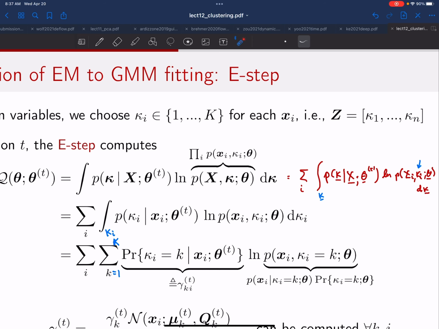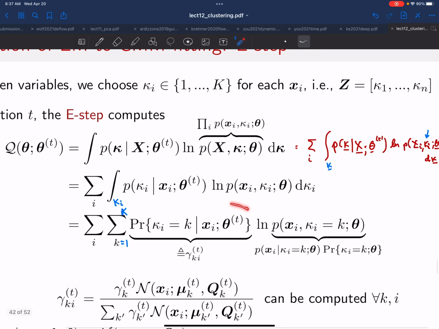And let's give this a name. This is the probability that k is the best cluster for xi, based on the parameters that I know about at iteration t. So we're going to call this quantity here the cluster probabilities for cluster k, sample i, iteration t.